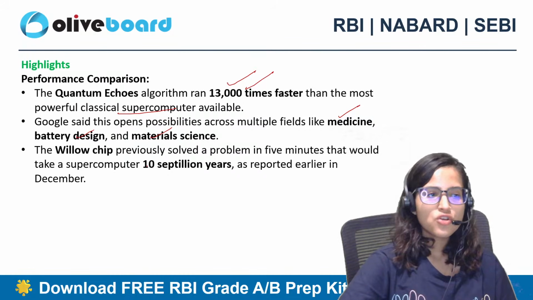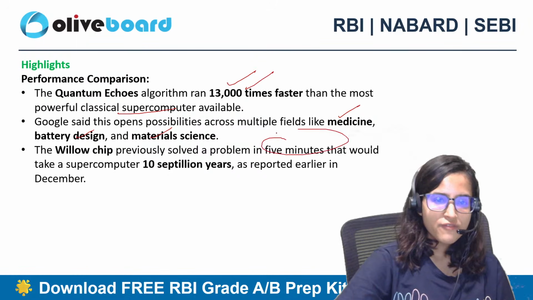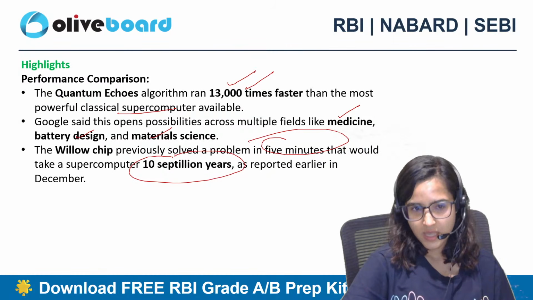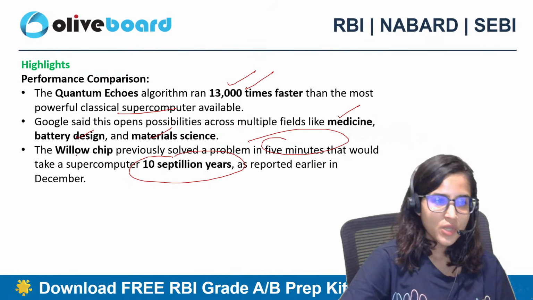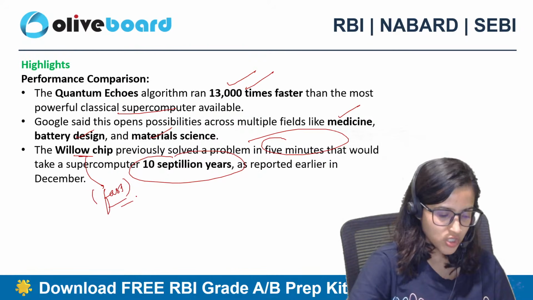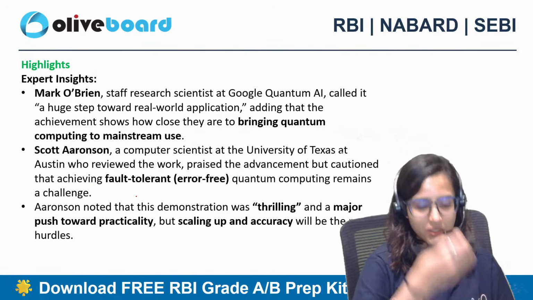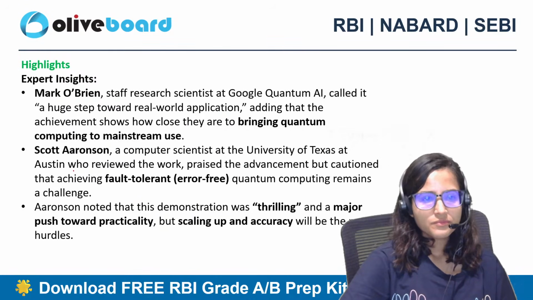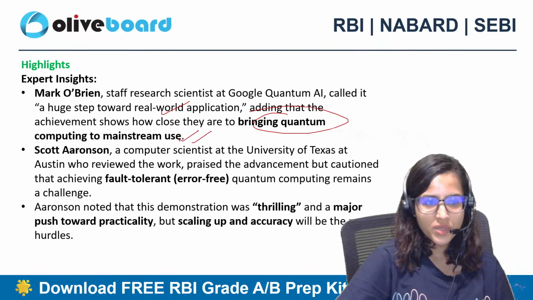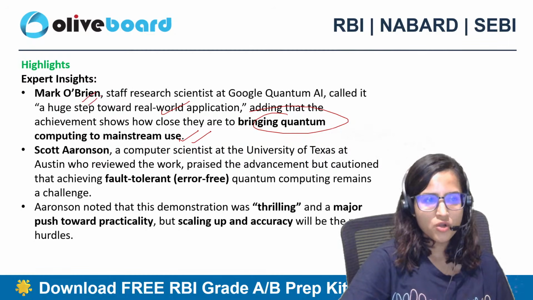Okay. Willow chip solved a problem in 5 minutes that would take a supercomputer 10 septillion years, as reported earlier. So this Willow chip can solve a problem very, very fast. So this is a very major breakthrough and a very great breakthrough. Okay. So we need to bring quantum computing to mainstream use. This is according to Marco Brain.